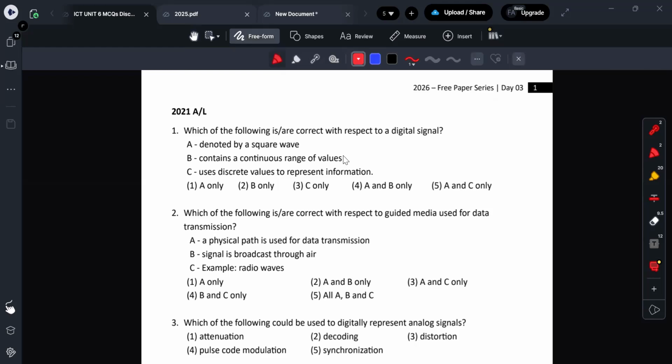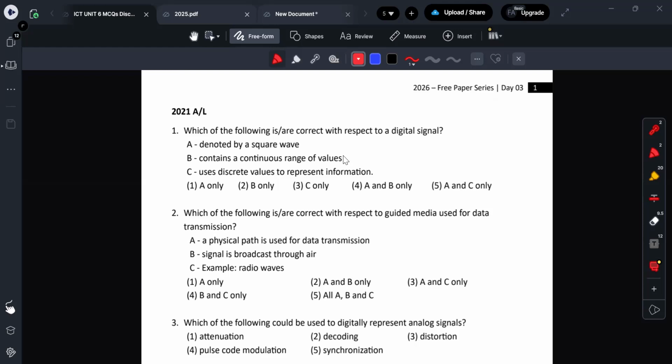So what is the first question? This is 2021 and it is about the basics: digital versus analog signals. The first question is, which of the following is or are correct with respect to a digital signal. Let's see. It is denoted by a square wave. It is correct, right? We know that digital signals are square waves.